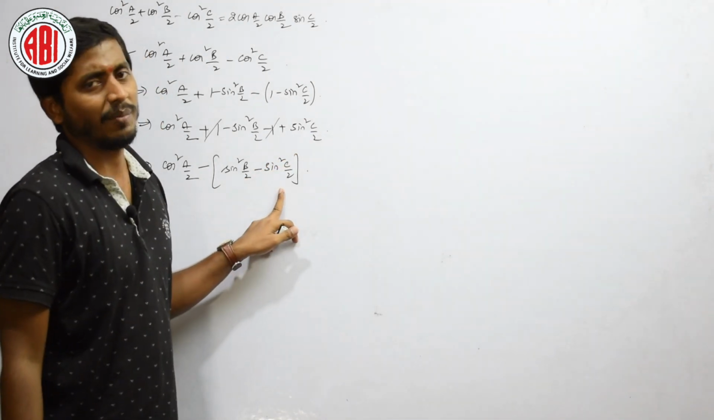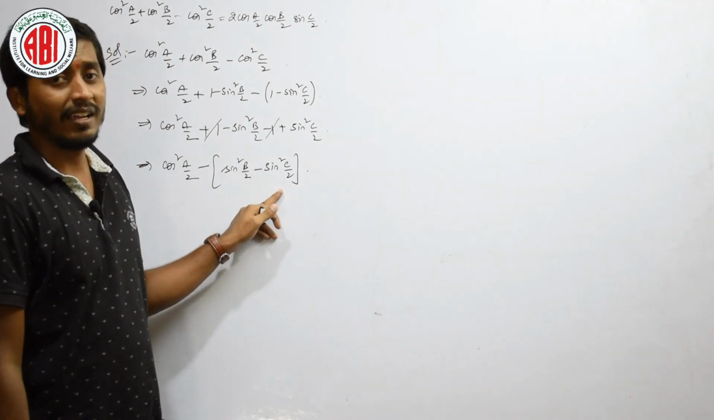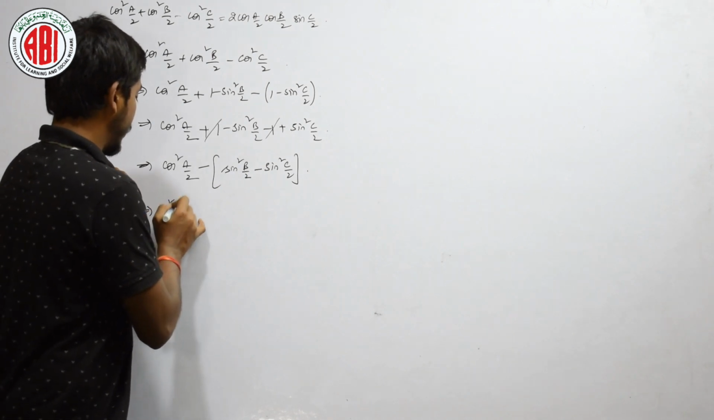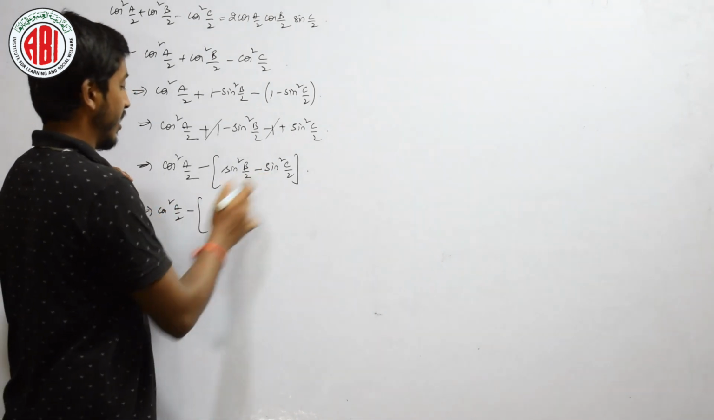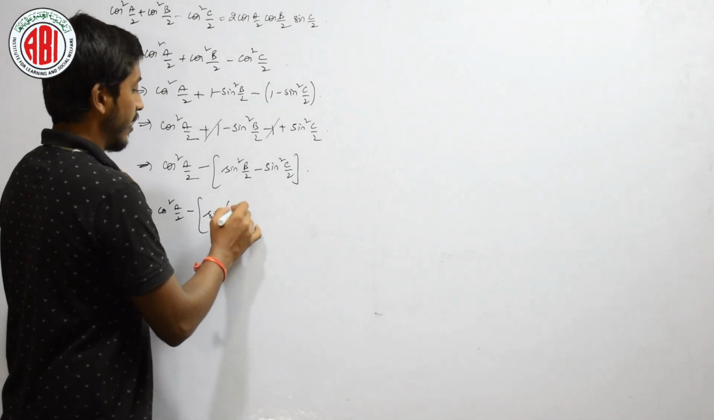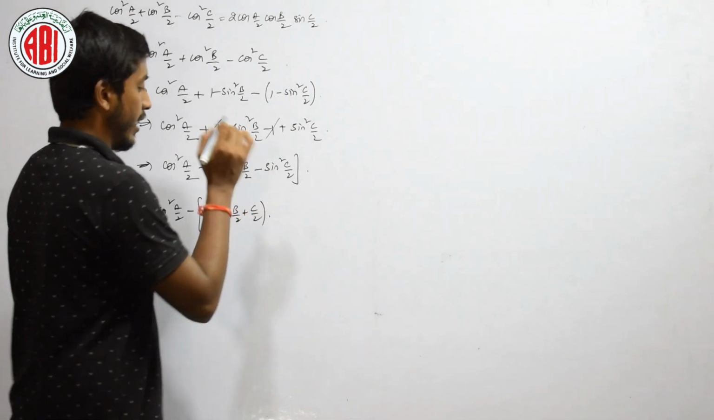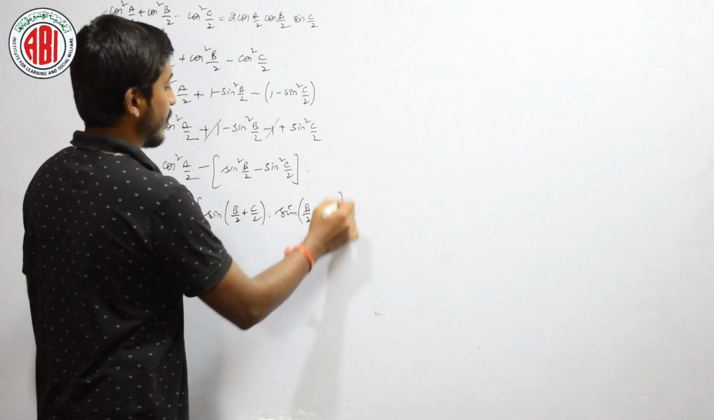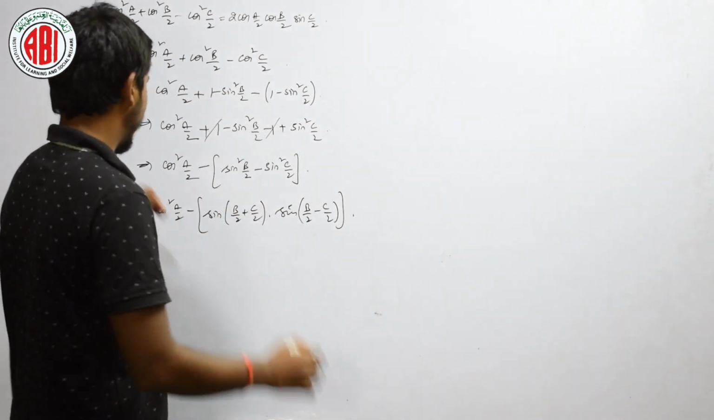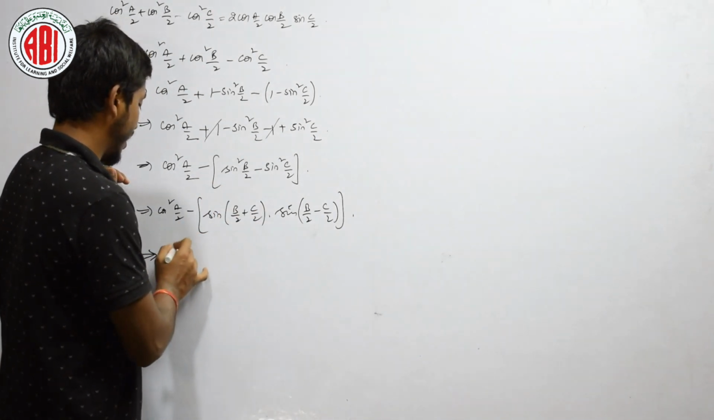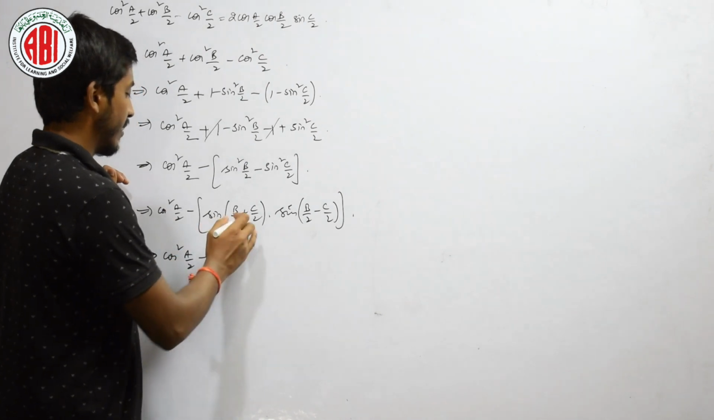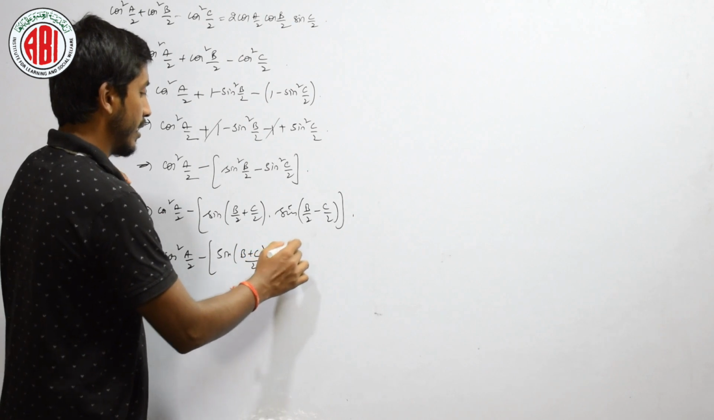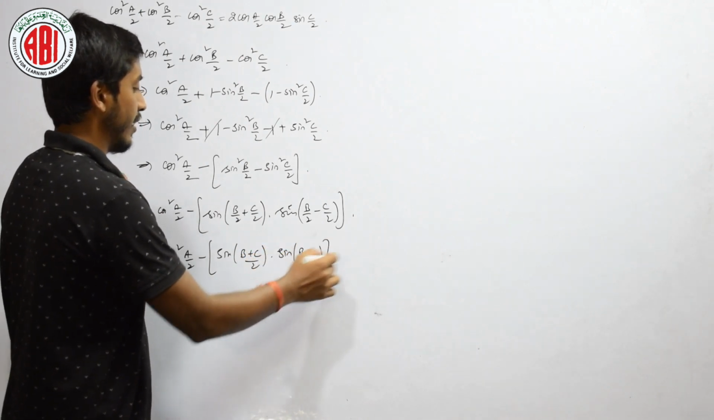What is the formula of sin square a minus sin square b? Do you have it? What is it? Sin of a plus b into sin of a minus b. So that is cos square a by 2 minus, this can be written as sin of a plus b into sin of a minus b, isn't it? Let us simplify it again. Again we are getting into the same path. If you observe here, this will become sin of b plus c by 2 into sin of b minus c by 2.